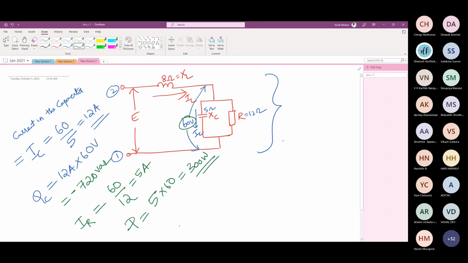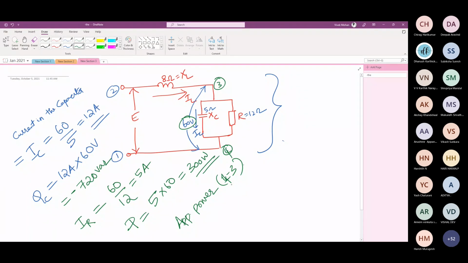Now what is the apparent power? What is the apparent power in this case? See, apparent power in the sense I am going to calculate the apparent power associated with terminals 1, 3. Suppose this is 1 and this is 3. Let it be 1, 2, 3, 4. Okay. Terminals 4, 3. What is apparent power?